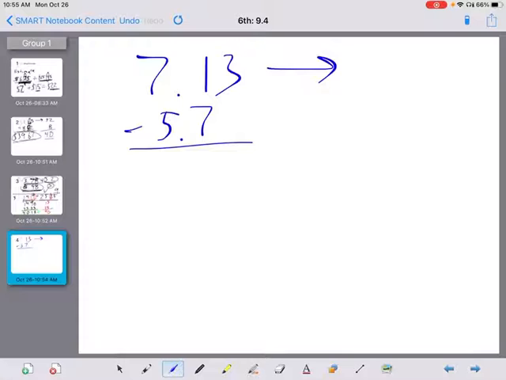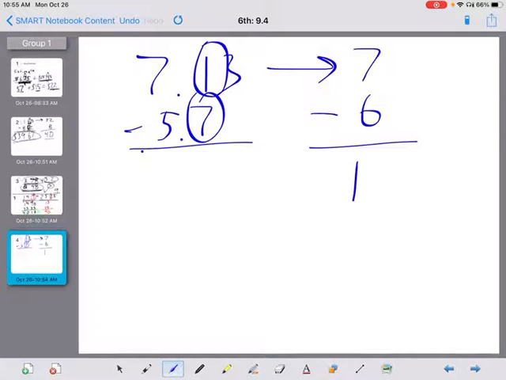So here, I look at this number, and that means I'm rounding down to 7. Remember, you can either stay at 7 or you can go up to 8. And then I look at this number, it means I'm going up, so it becomes 6. 7 minus 6 is 1. So, boom, my final answer is that I am estimating it to be about 1.